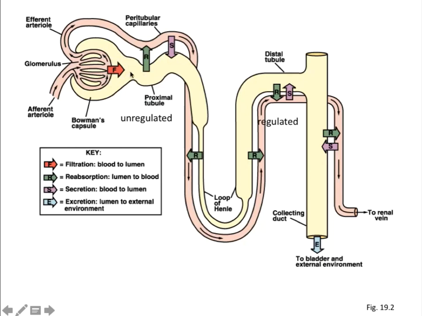And after it's been filtered, we assume if nothing happens in this tube, these molecules, after they've been filtered, will go through the proximal tubule, loop of Henle, distal tubule, collecting duct, and come out. You can collect them in the bladder. That process is called excretion. So excretion is getting them out of the system. Going to the bladder, that's excretion.